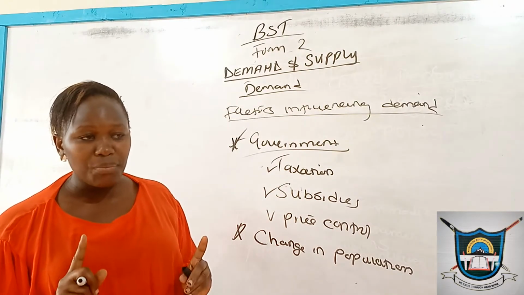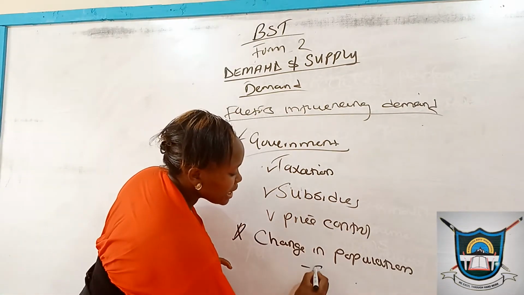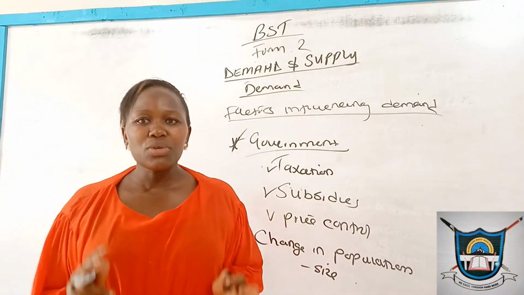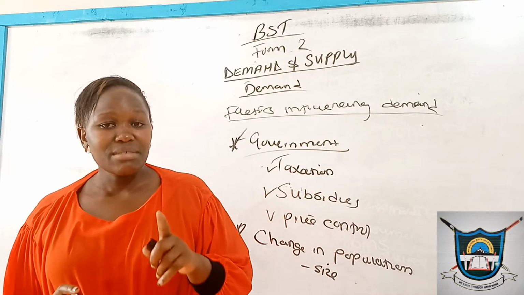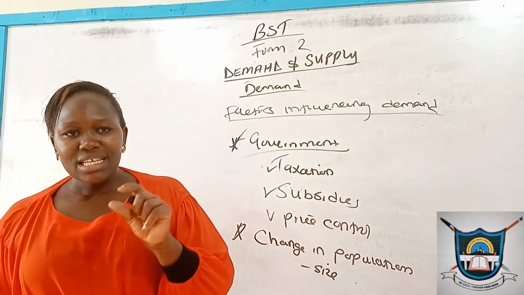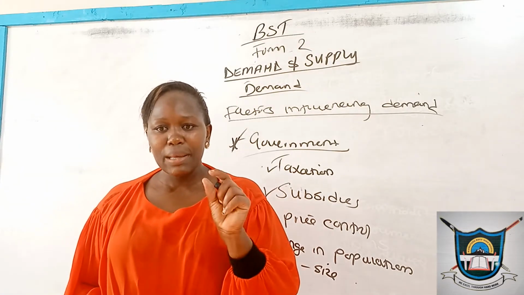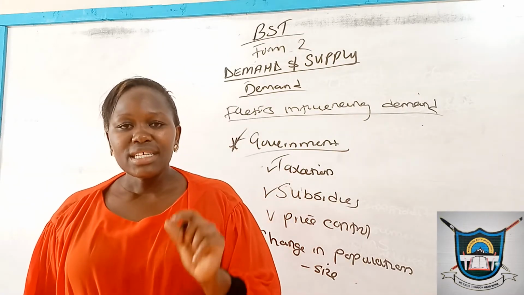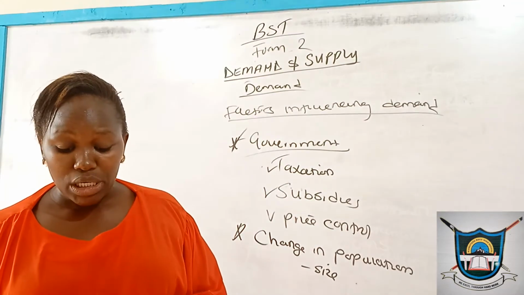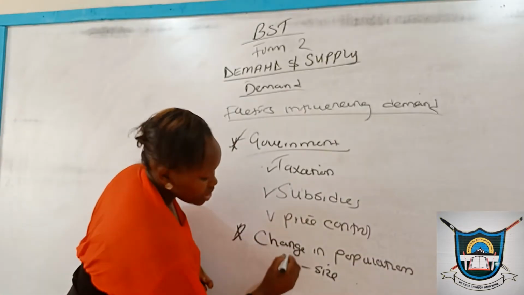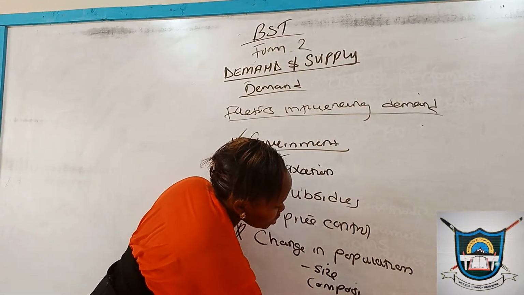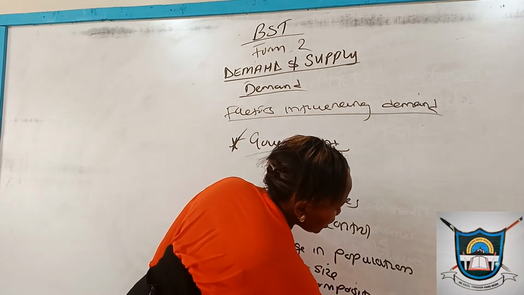And when we talk of population, first we look at the size of the population. Where the consumer's population is high, then the demand of that particular commodity is going to be high. Where the size of the consumer's population is low, then the demand for that particular commodity is going to be low. We also look at the changes in population. We also look at the composition of the population.